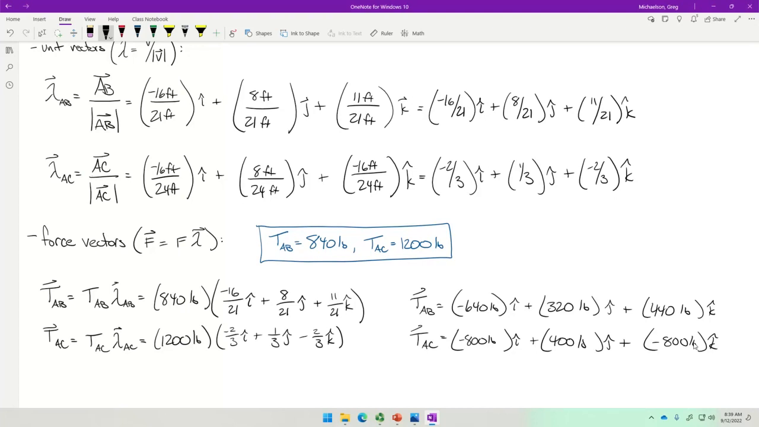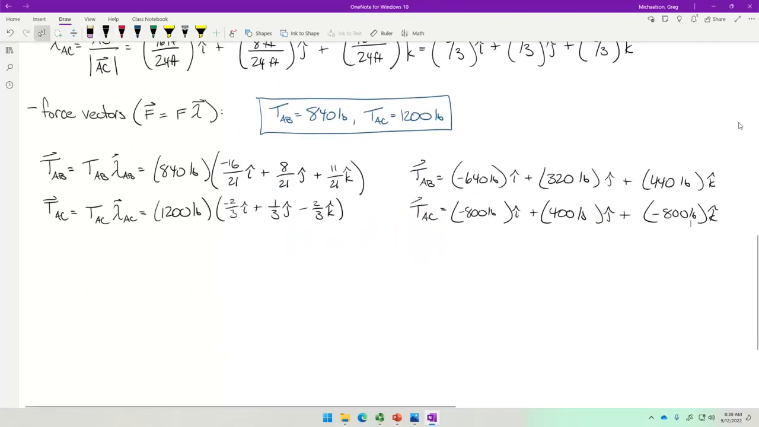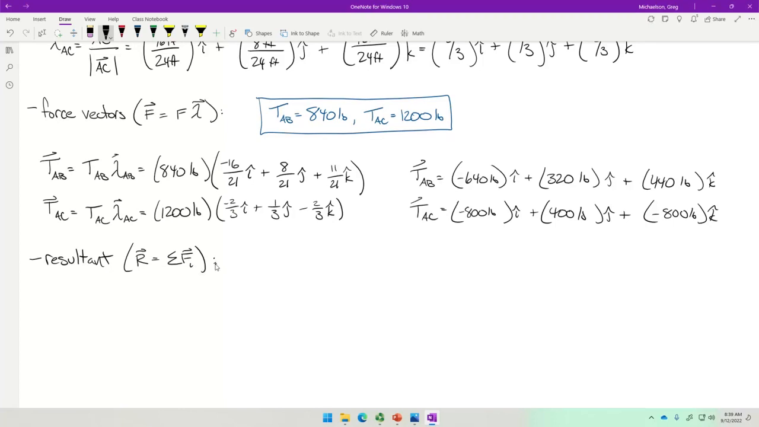Add them up. That's correct. That is what we will do. I didn't say it. All right. So resultant. And so the way that we compute a resultant is we sum our individual vectors. Okay. So I'll rewrite these again.